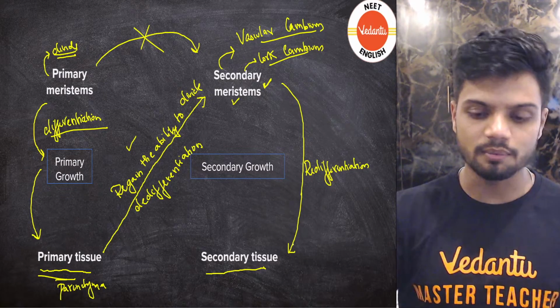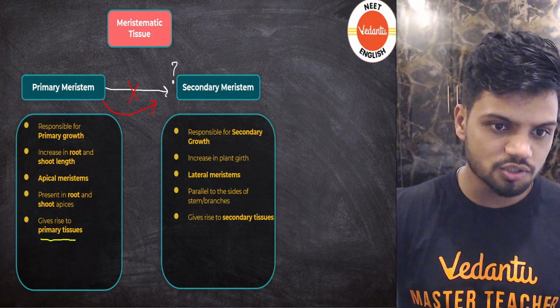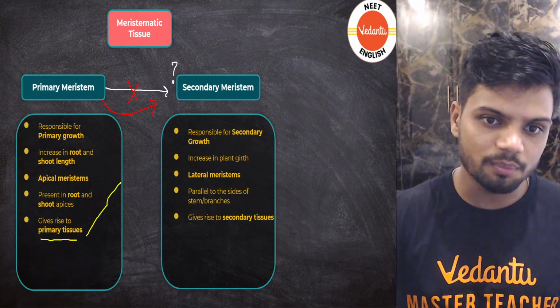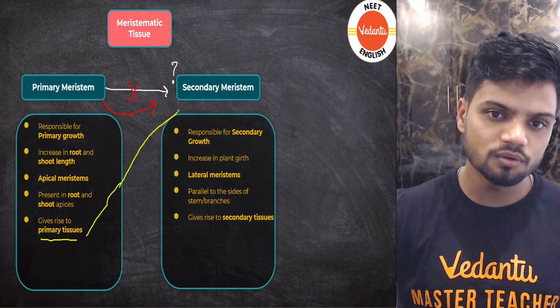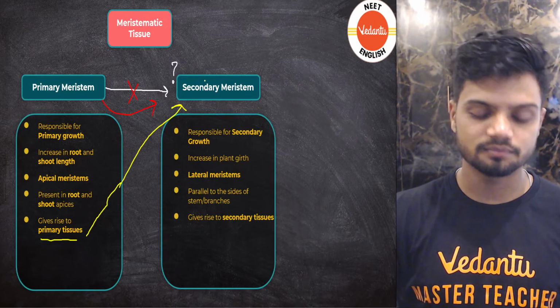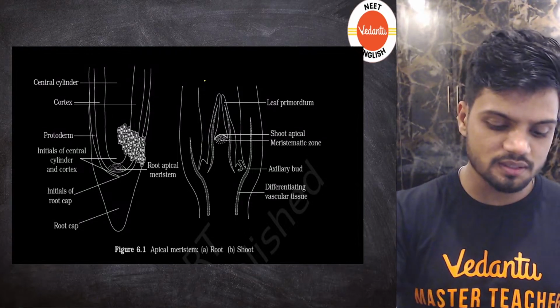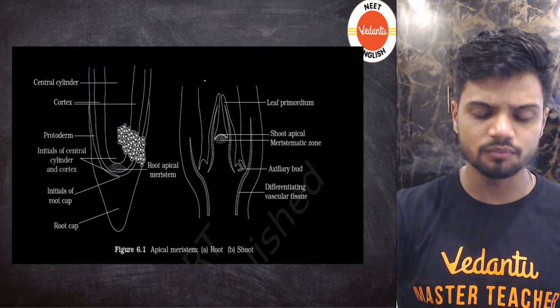Yes or no? Tell me. So, a primary meristem will always produce primary tissue. This primary tissue will develop into secondary meristem eventually. Not direct, never direct. I hope that is clear to all of you. Now let's decode this diagram of NCERT. Very simple diagram of NCERT.